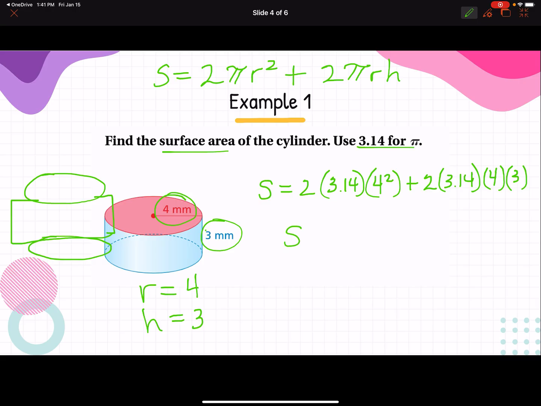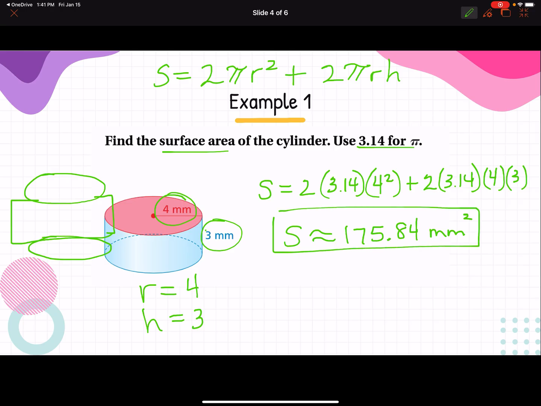Now once you hit enter, you're going to have S is approximately, and we get 175.84, and we are finding the surface area, so we're going to take our units and square them. Now I wrote approximately because we are substituting 3.14 for pi. So we're using an approximate amount. And that is how you calculate the surface area of a cylinder using the formula.